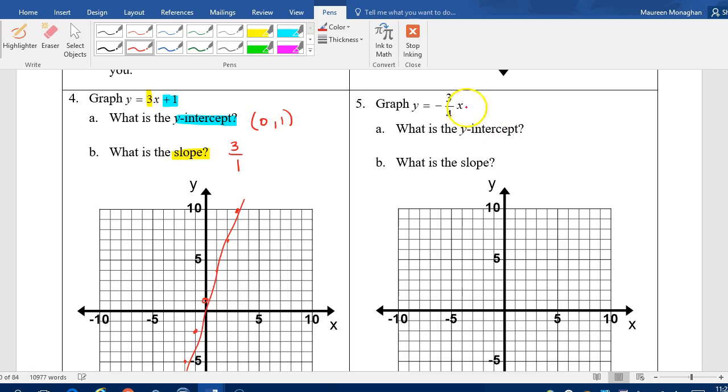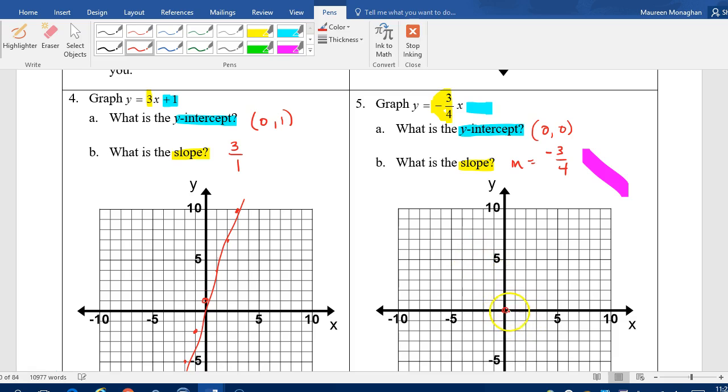Okay, this one. Highlight the slope, the number in front of the x. Uh-oh, where's my y-intercept? Well, if you don't have anything, what do you know? It's at (0, 0). And the slope is -3/4.